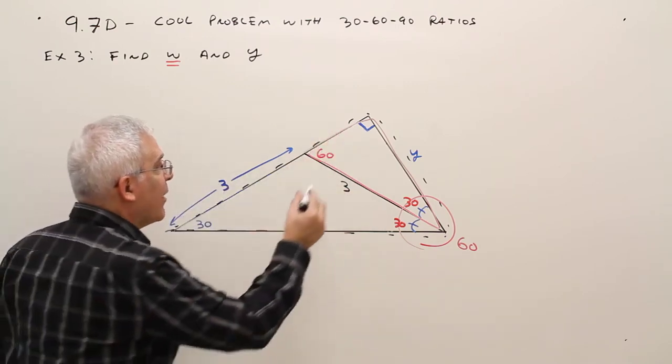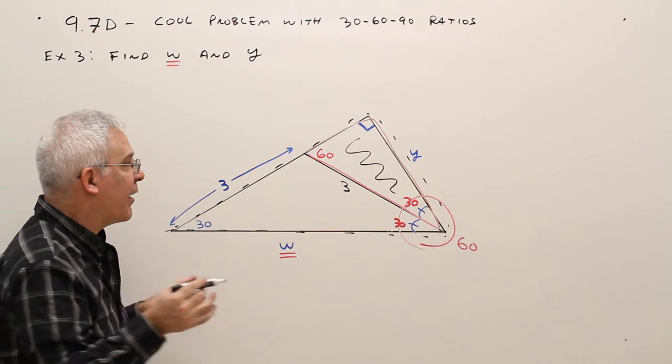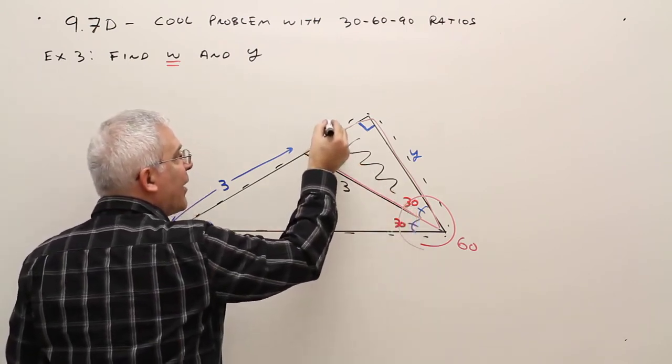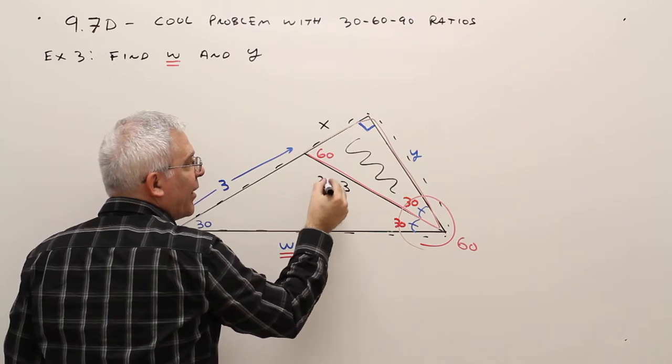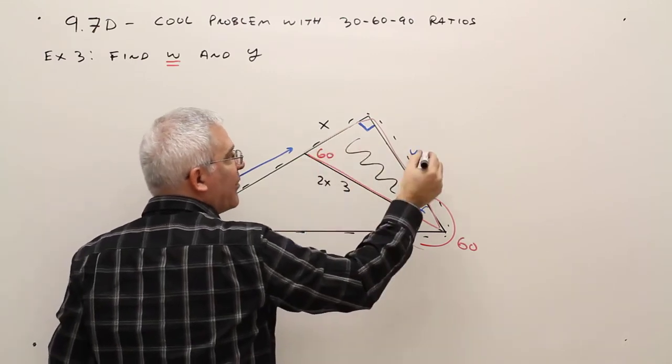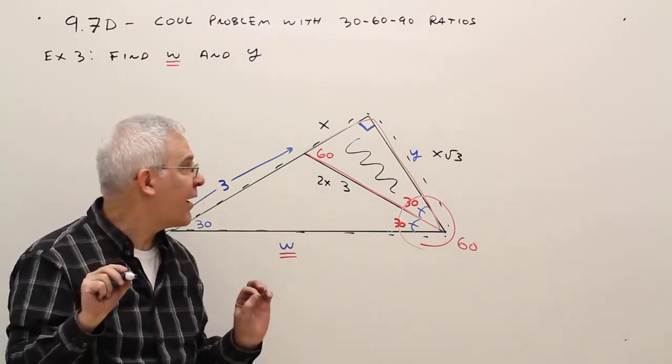Okay, so right now I'm in this triangle over here, and I'm going to do my labeling. Opposite of 30 is X. Opposite the 90 degrees is 2X, the hypotenuse. And then opposite 60 is X radical 3. It's critical that you label those correctly.